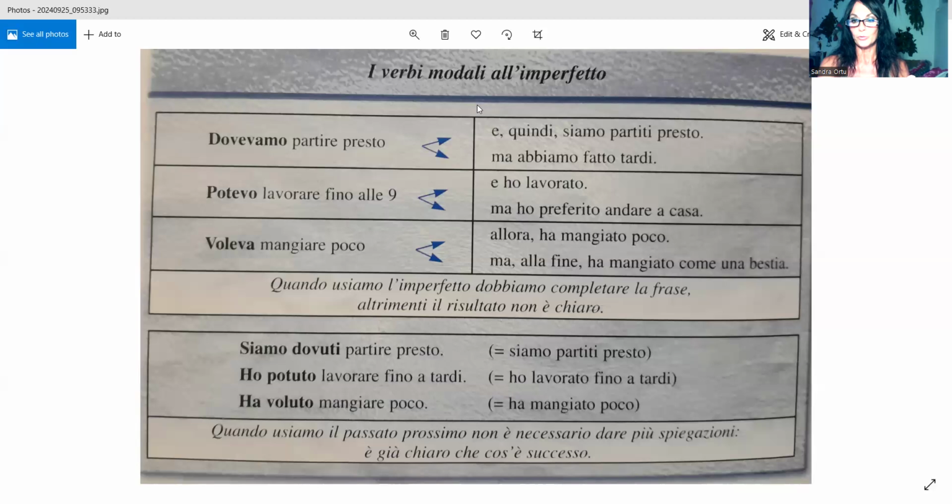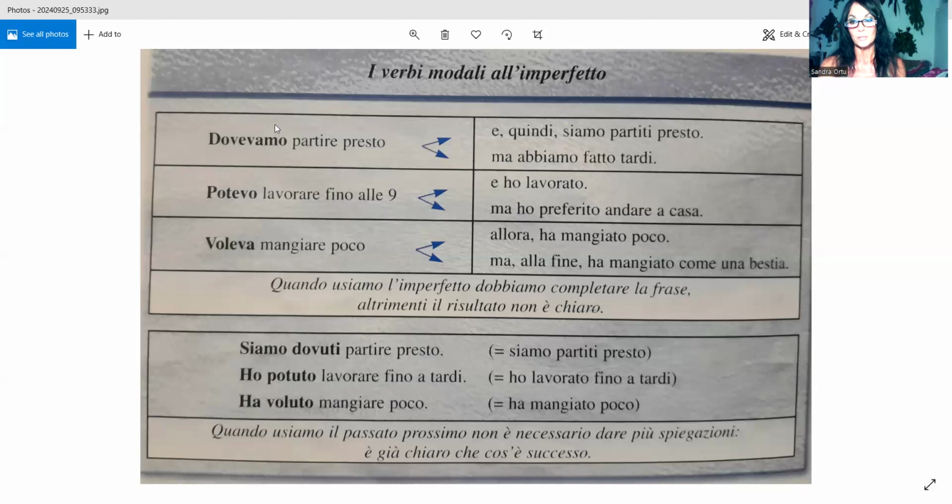So we'll read both options. Dovevamo partire presto e quindi siamo partiti presto. The other option is dovevamo partire presto, ma abbiamo fatto tardi. So how to translate the whole sentence? Let's start from the top one. We were supposed to leave early, and so we did. We were supposed to leave early, however, we were late.